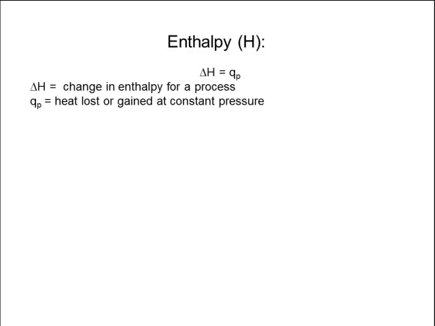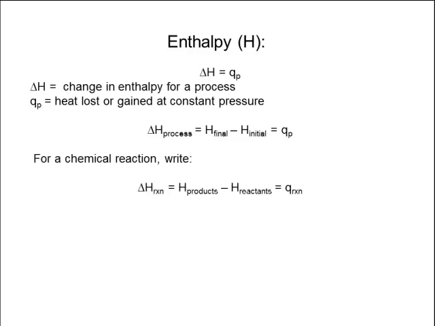Also, keep in mind with these enthalpies, we're dealing with this delta H value. Delta H is going to represent a change in enthalpy for a process. That Q sub P there is heat lost or gained at constant pressure. And we can think about these delta H processes as H final minus H initial. Also for a chemical reaction then, we have delta H of reaction is equal to H of the products minus H of the reactants.